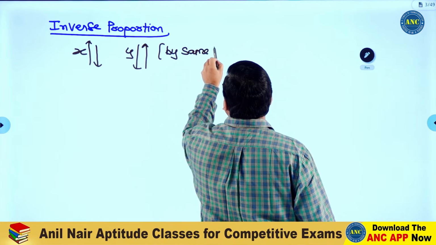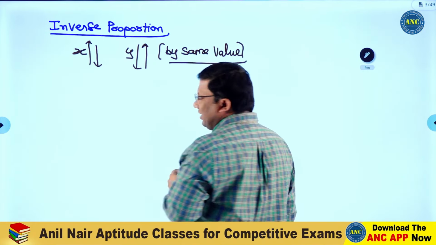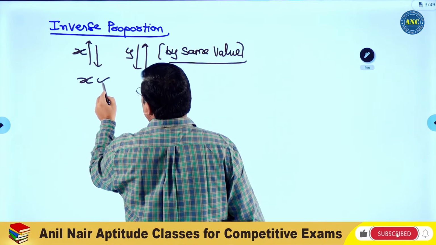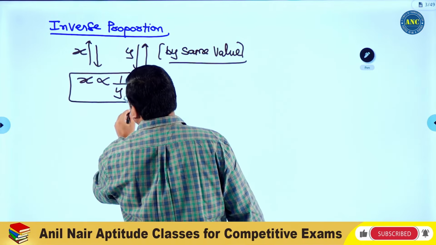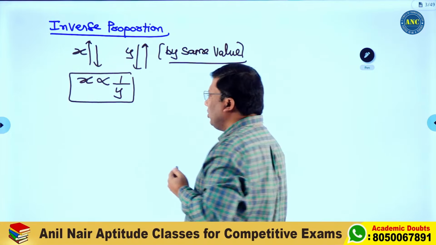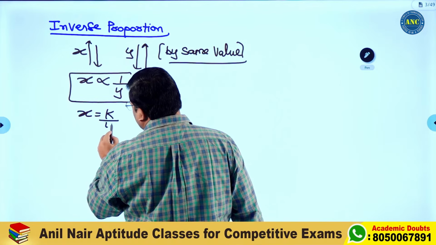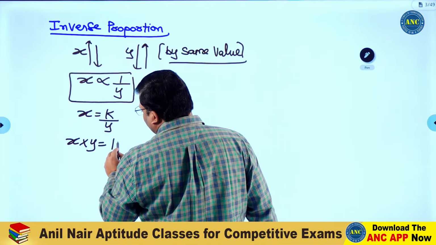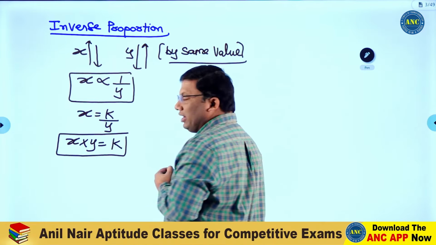If x increases, y decreases. If x decreases, y increases. X and y are inversely proportional to each other. That is the reason I wrote it as x is inversely proportional to 1 by y. If I remove the proportionality sign, it is x equals k by y. That means x into y equals k.